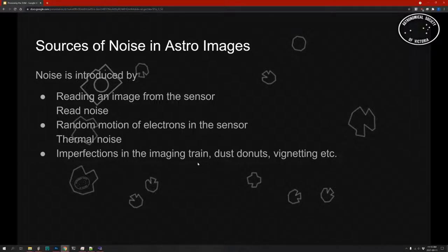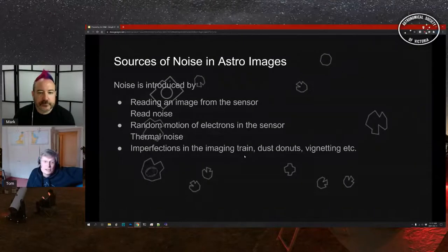The next source of noise is introduced by the imaging train itself. It's things like dust donuts in the images caused by dust on surfaces in the imaging train. So dust on the sensor, dust on the filters, dust on lenses, dust on mirrors. This causes dust donuts, we call them. I'll show you some of those. They really are donuts. Vignetting is something that you might have noticed with your digital camera. It's what happens when the image that's projected onto the sensor is often not as bright in the corners as it is in the center of the image. We measure all these things, and we have a means of getting rid of all of that noise.